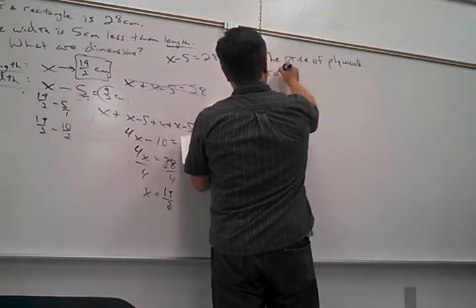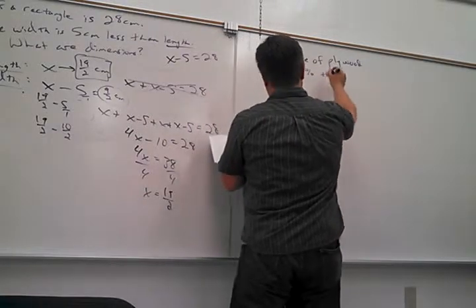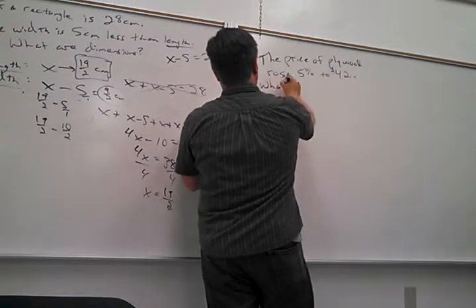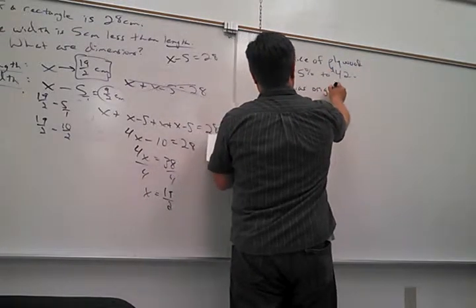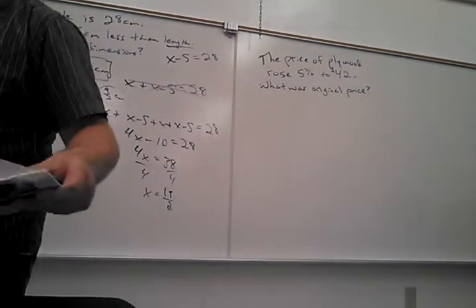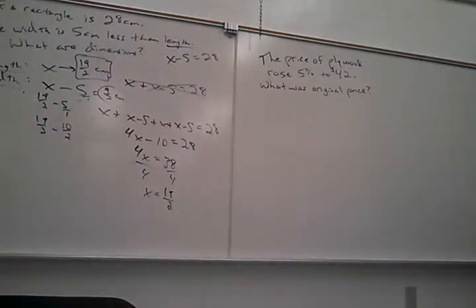Price of plywood rose 5% to $42. What was the original price? And I will help you out in one way. You will not get to the answer by taking 5% of 42 in any way, shape, or form. That is wrong. So try again.